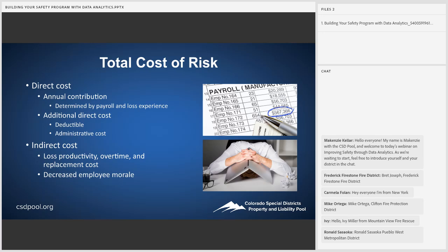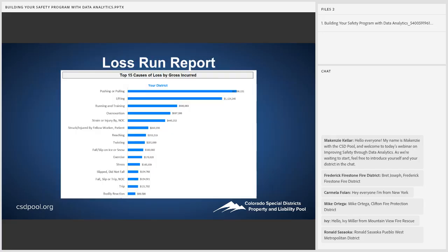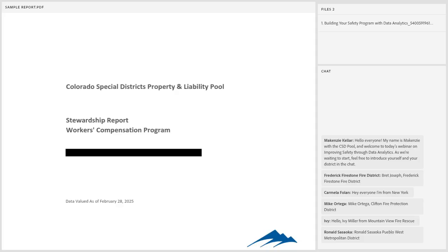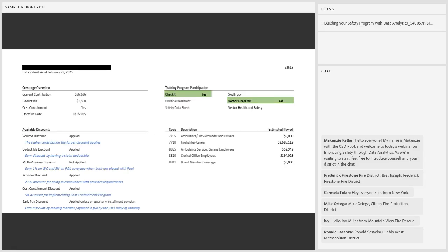Mackenzie, can you bring up the stewardship report? Thank you. So in front of you is a stewardship report, and I will walk you through this report page by page. Okay, so here's page one.